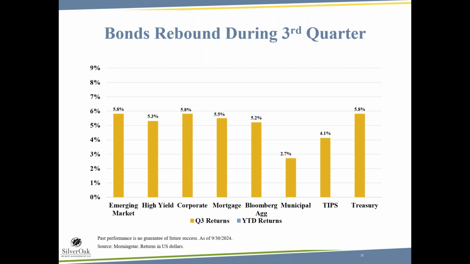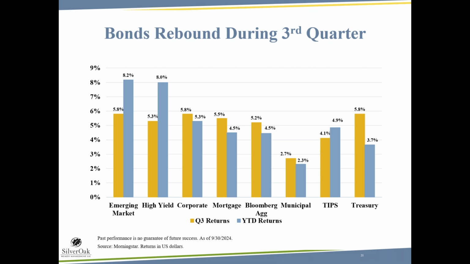But what we'll see when we look at the year-to-date returns is that for some of the sectors, the third quarter is their year-to-date return. When we look to the left towards emerging markets and high yield, which are more credit oriented, they were actually stronger earlier in the year, and that's really why they lead the way.